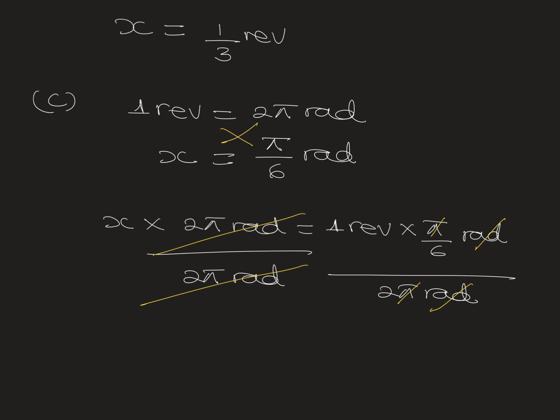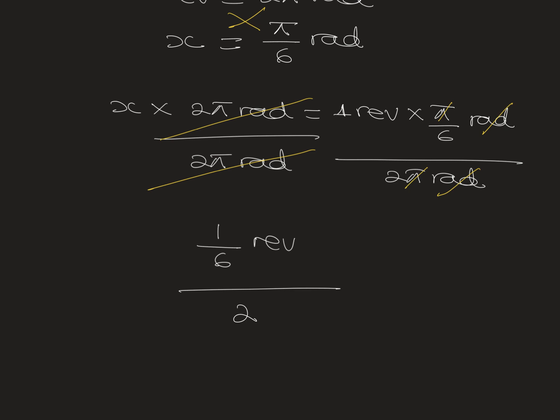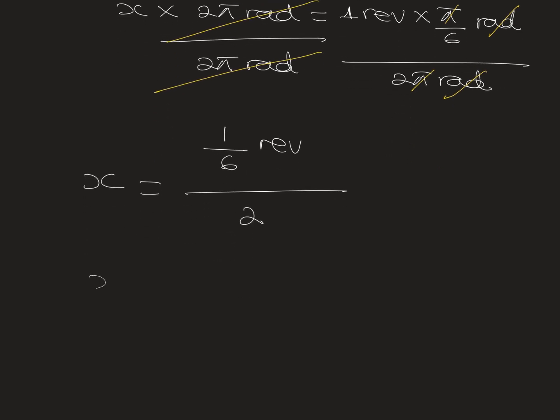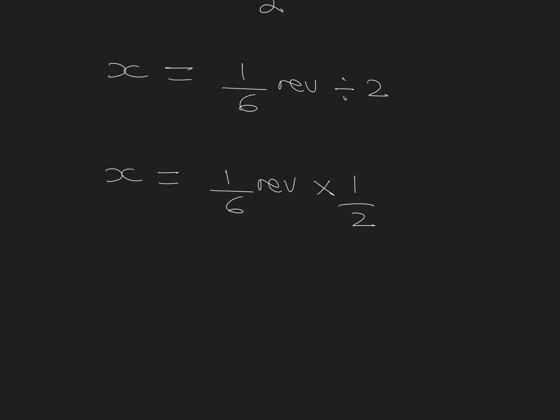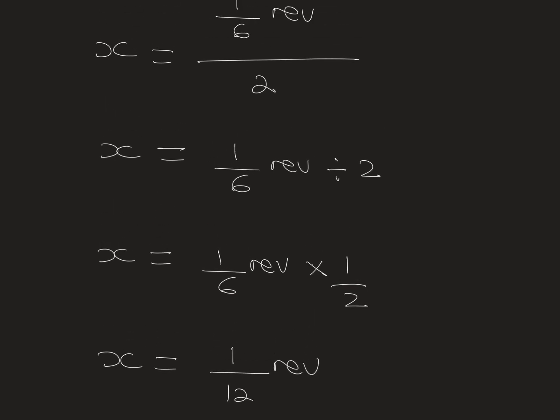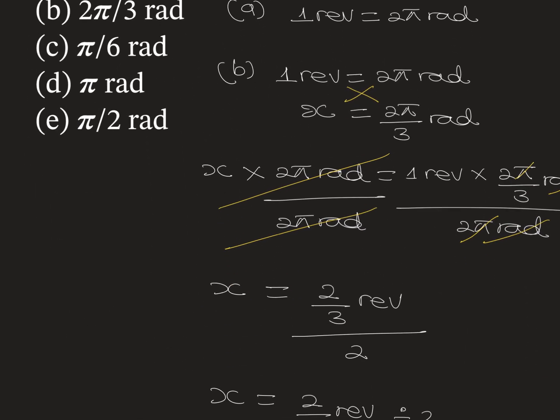So what are we going to have? We're going to have 1 over 6 revolution divided by 2. Okay, so that is x. So therefore x is equal to 1 over 6 rev divided by 2, if this is the way you understand it. So x is equal to 1 over 6 rev times 1 over 2. So that is to say x is equal to 1 all over 12 revolutions. Okay, that is C. So D is pi rad.